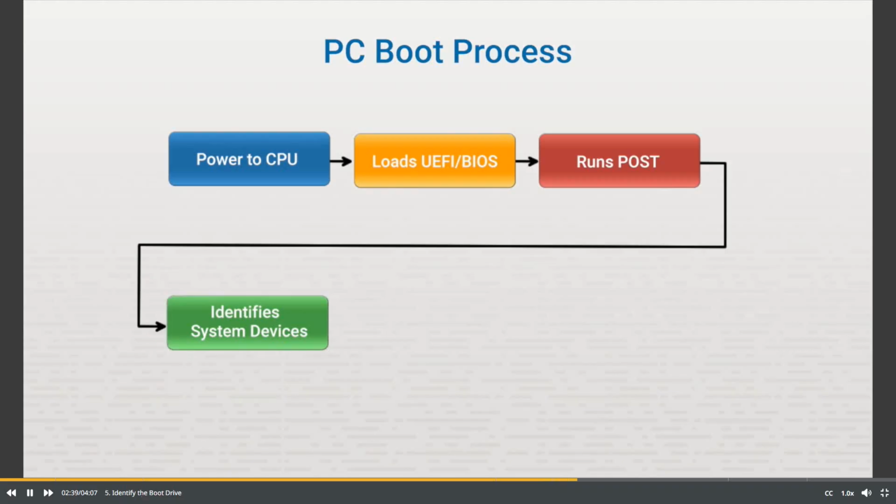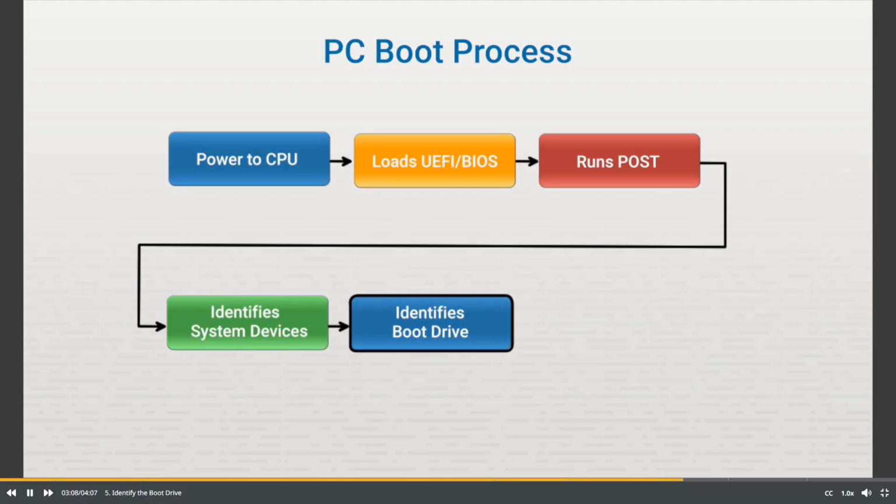At this point, the UEFI or legacy BIOS searches for a boot drive using the boot order specified in the CMOS setup program. You can go into your CMOS setup program and specify which device you want to boot off of. For example, do you want to boot off of your DVD drive first, or do you want to boot off of your hard drive first? Maybe you want to boot off of a flash drive. You can configure those things in your CMOS setup program. The BIOS will search for that boot drive using that boot order.